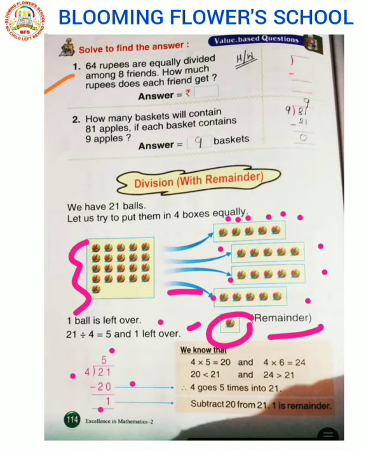We need to divide 21 by 4, and if we go through the 4 table: 4 ones are 4, 4 twos are 8, 4 threes are 12, 4 fours are 16, 4 fives are 20, 4 sixes are 24. Now children, 24 is more than 21, so we cannot subtract 24 from 21. So we need to go with 4 fives are 20. That is what is written here: 4 goes 5 times into 21. Subtract 20 from 21 and 1 is the remainder. So children, that is the way we need to solve this division. Okay children?